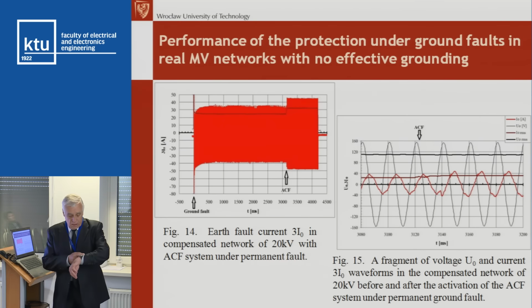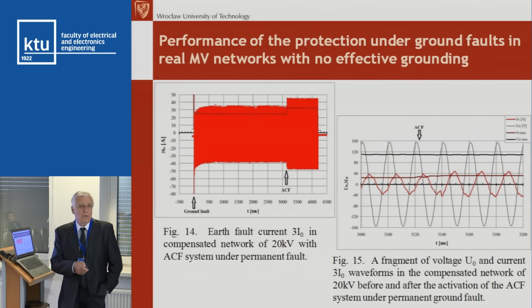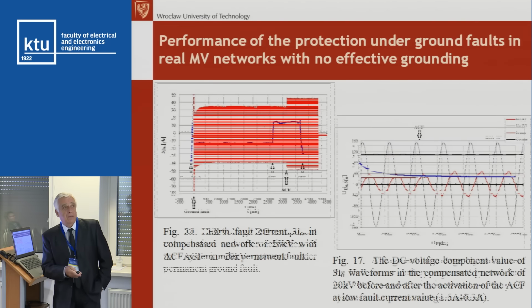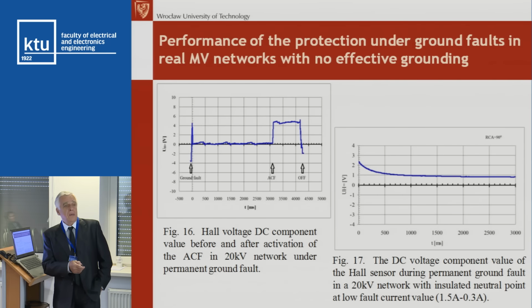And then in this case you can see the picture for a fault. The fault is in this point, this ground fault. After 3 seconds, we have automatic forcing of the active component. Therefore, the current is increased at this point. And as a matter of fact, immediately we have a picture. Here you can see that for this way, we have a compensated network.